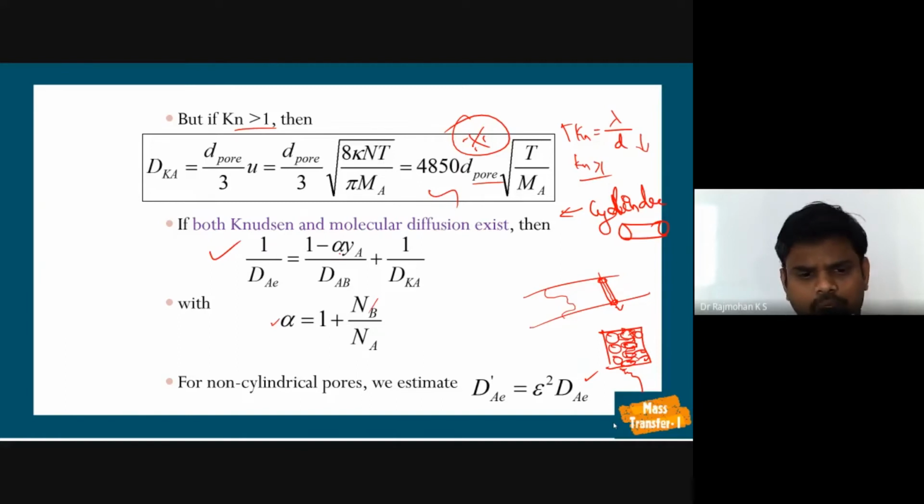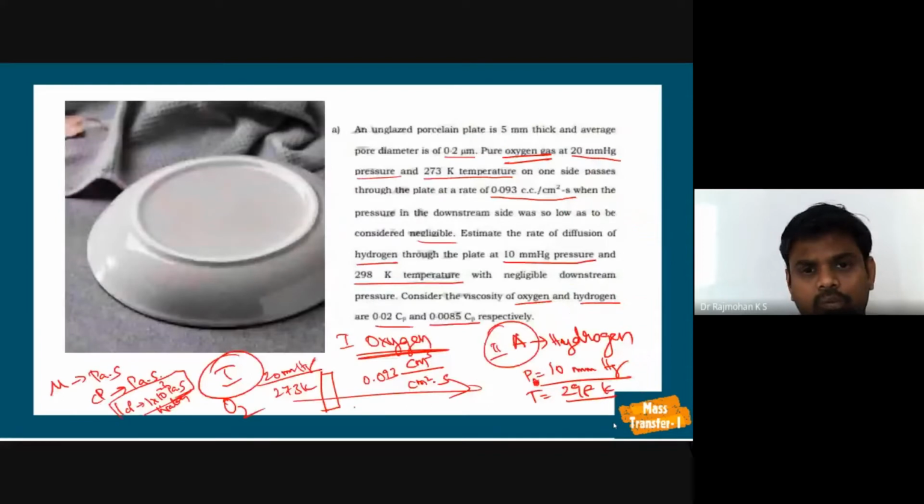And actually we have seen that effective diffusivity is a summation of two terms, given by 1 minus alpha Ya by Dab plus 1 by DkA, and we have seen two extreme cases. When the Knudsen number is very high, the first term is negligible, and we are going to have DA effective equal to DkA. DkA refers to the Knudsen diffusivity of A. Alpha is 1 plus Na by Nb or Nb by Na.